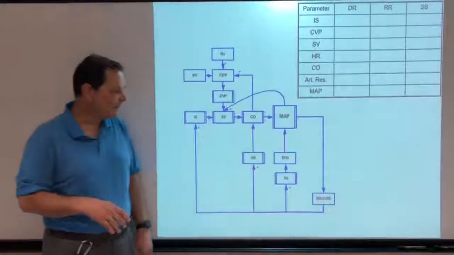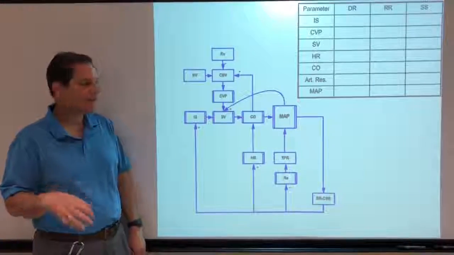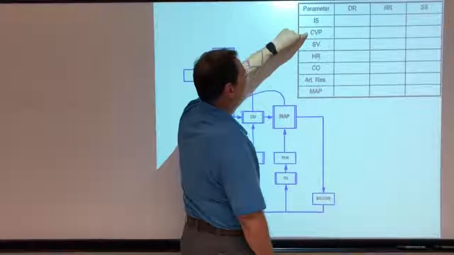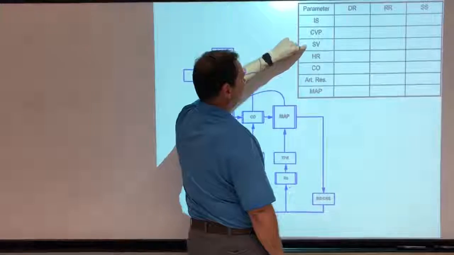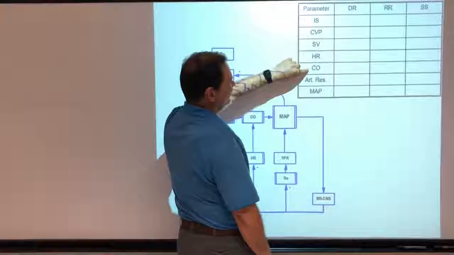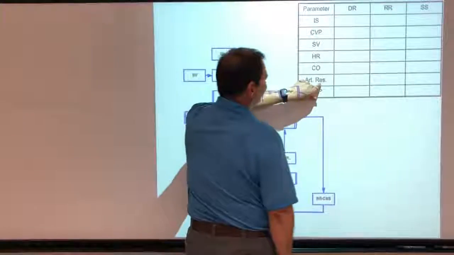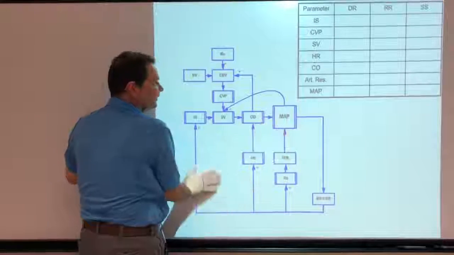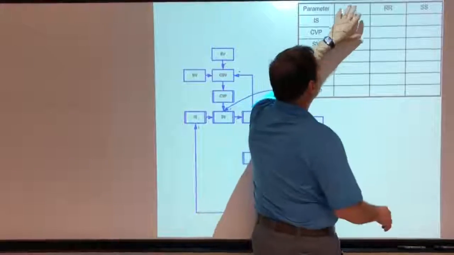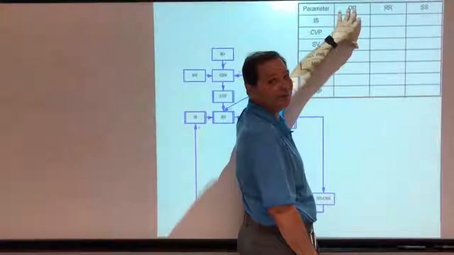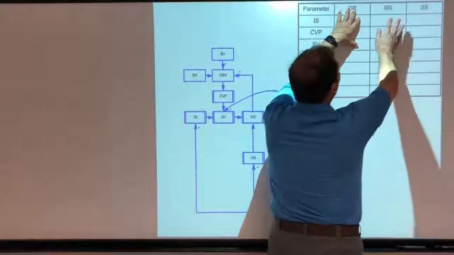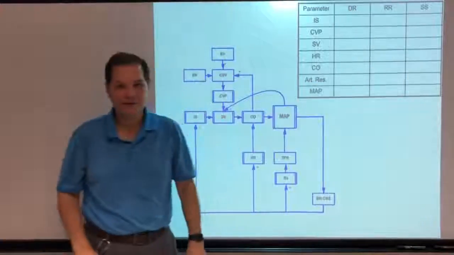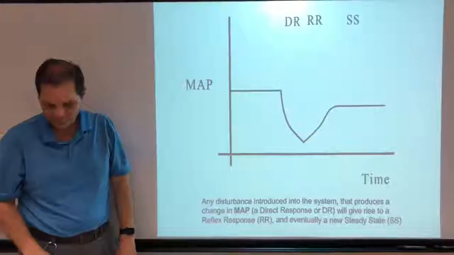So I'm going to walk you through a problem in a minute. You'll notice this chart. We have our parameters here. IS is inotropic state, CVP is central venous pressure, SV is stroke volume, HR is heart rate, CO is cardiac output, arterial resistance is total peripheral resistance, and MAP is mean arterial pressure, and these are the symbols used on the map. We have three columns. DR stands for direct response, and I'm going to explain what these are in a minute. RR stands for reflex response. SS stands for steady state. So what does that mean?